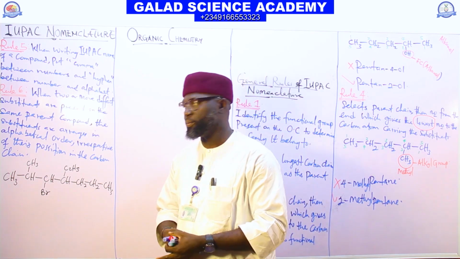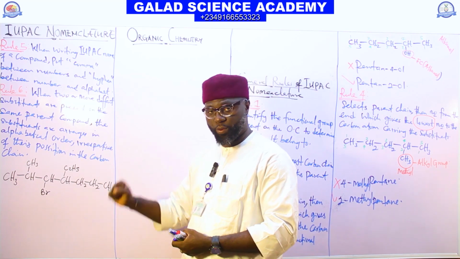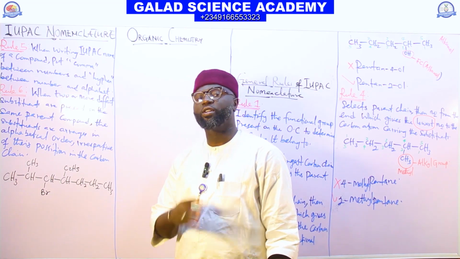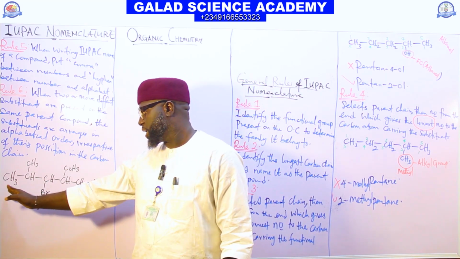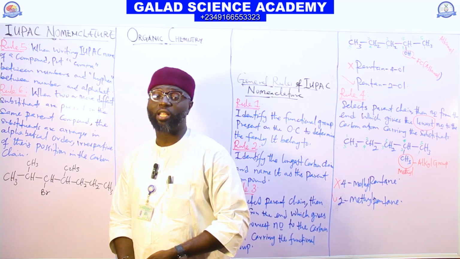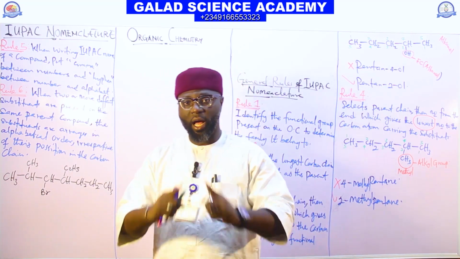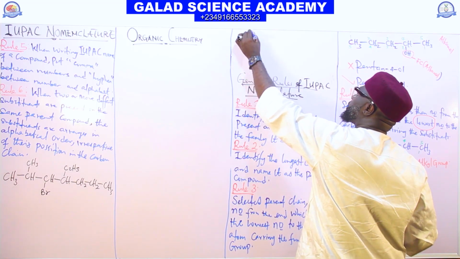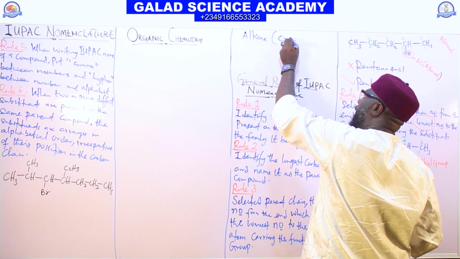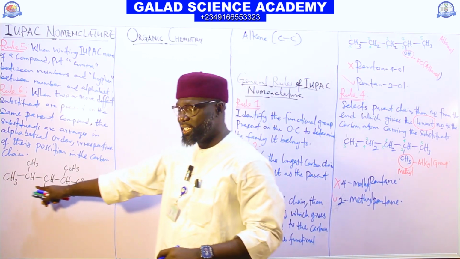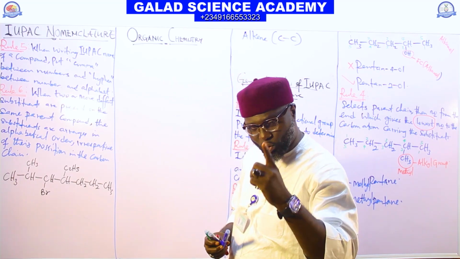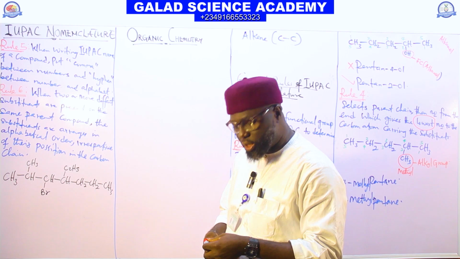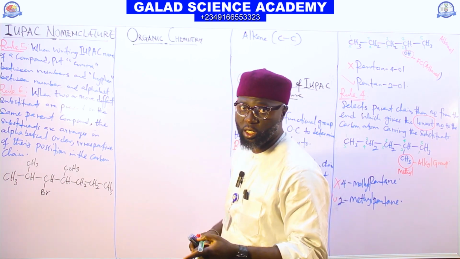We are now asked to name it. For this kind of problem, don't forget about rule 1: identify the functional group. What is the functional group here? It's carbon-carbon single bond throughout. Any organic compound that contains carbon-carbon single bonds throughout belongs to the alkane family. The second rule says determine the parent chain, the longest chain. To know the longest chain here, let us number the carbon atoms.